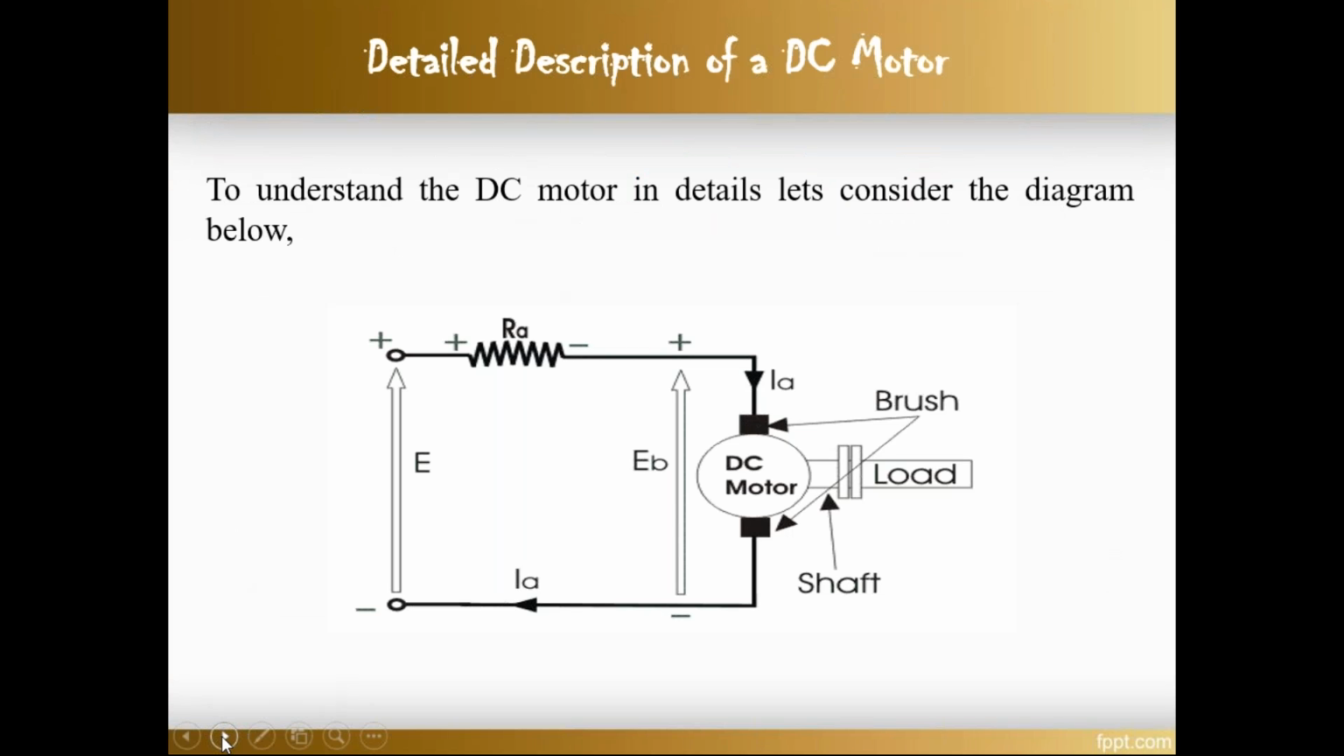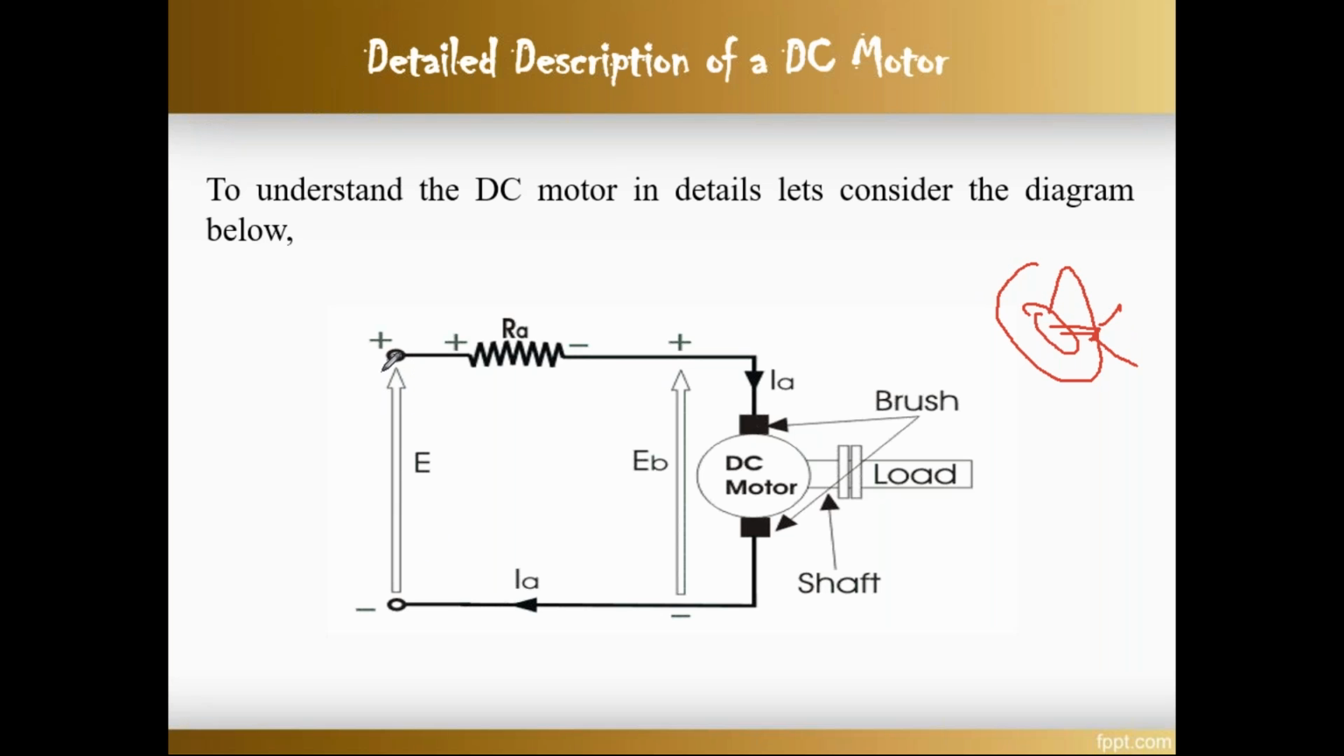Now let me see the detailed description of the DC motor, how it will be working. Generally we saw in the DC generator, this is the stator and it is the armature having the commutator. When we apply mechanical energy to that armature, we get electricity from the commutator and brushes. Now in this condition it is completely opposite. We give electricity to the commutator and we get mechanical energy from the armature.